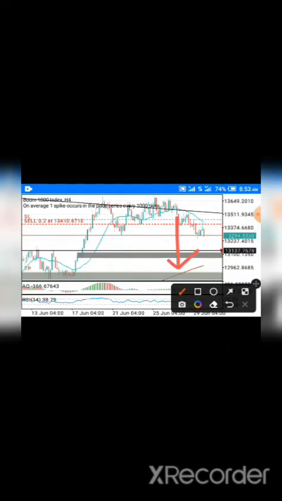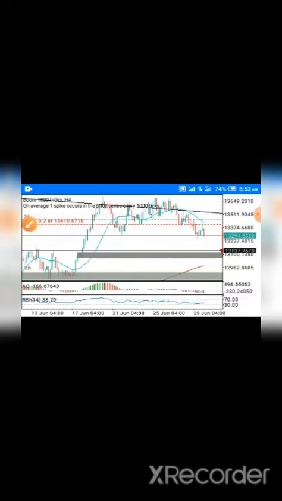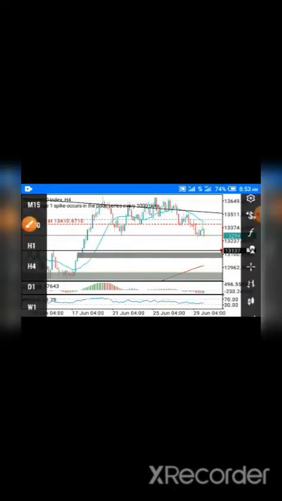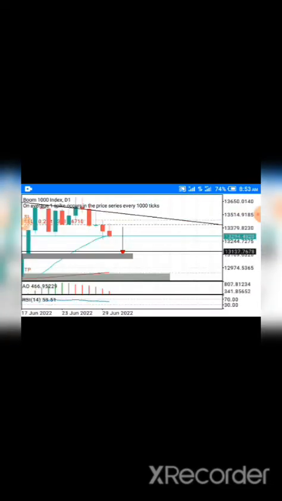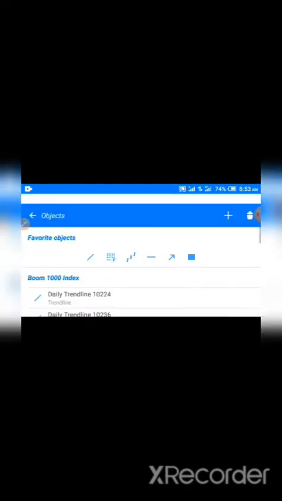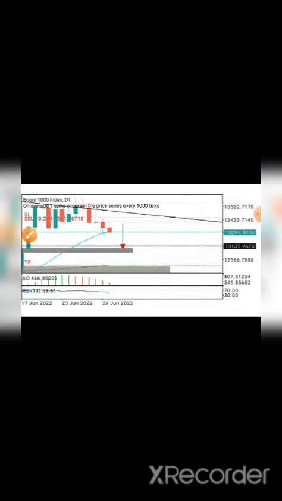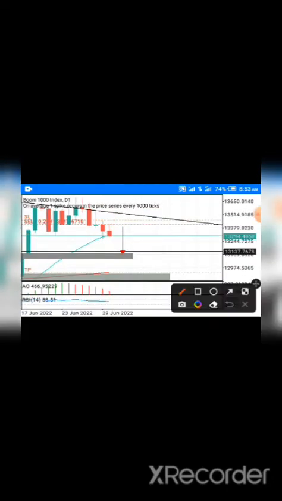I can't just enter. I need to wait for a pullback correction. So in order to see a pullback, I went to a higher time frame, and that is why I saw this pin bar and this bullish engulfing.